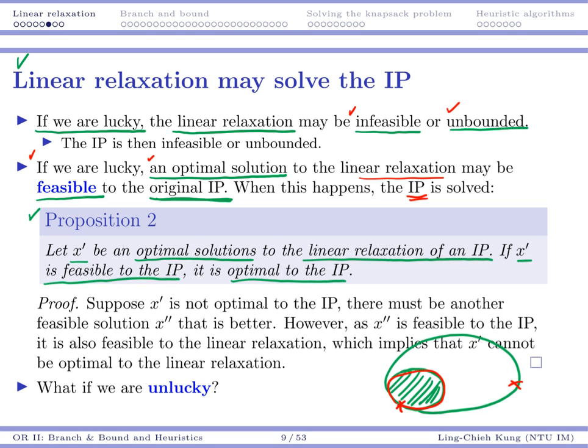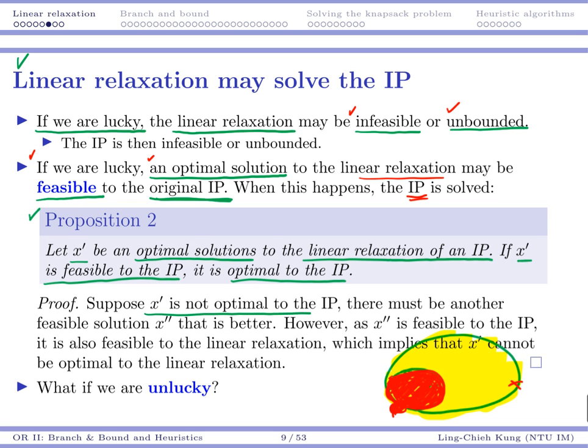Because you are selecting a solution in a smaller set, and you happen to select the same value, then naturally, if all the solutions in the yellow region cannot be better than this one, then all the solutions in the blue and in the red region cannot be greater than this one. So that's the idea.